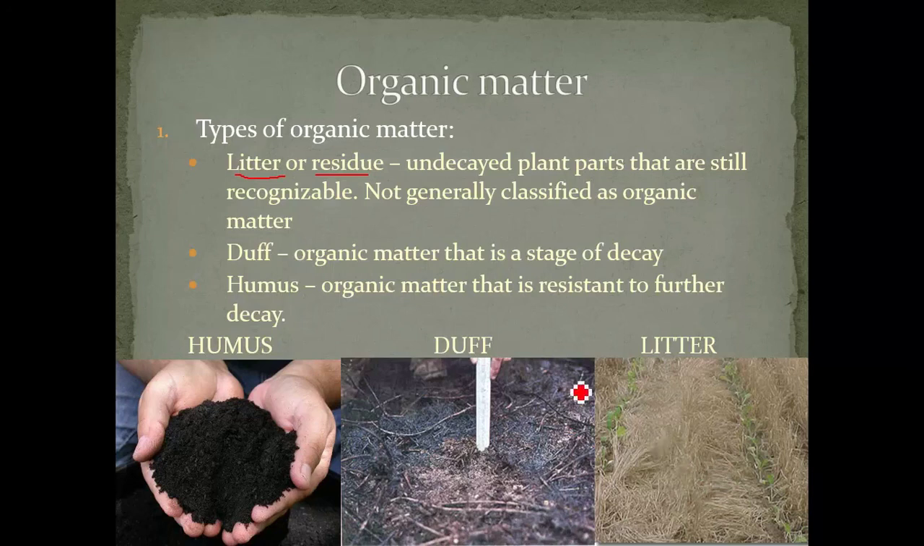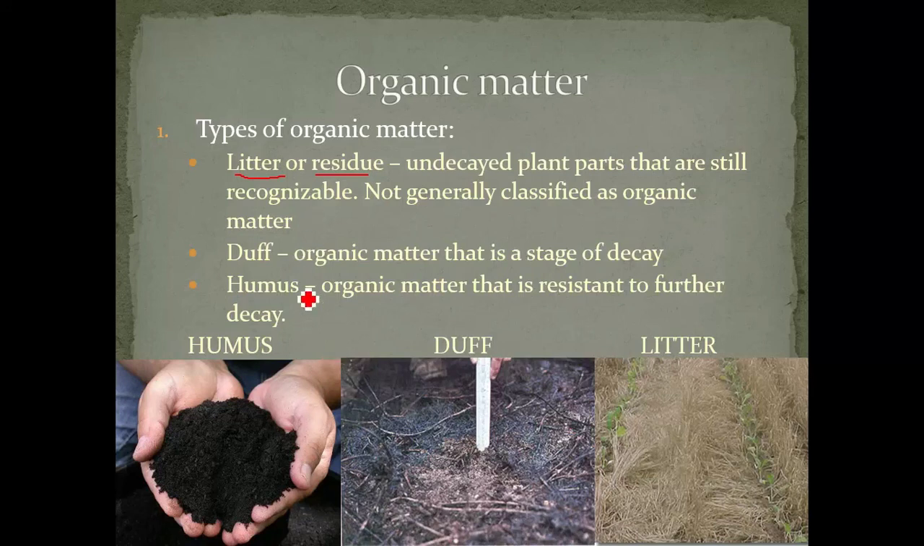And then right below that level is going to be your duff. The duff and the humus are both substances that really classify as organic matter. Duff is in a stage of decay. Humus is organic matter that is resistant to further decay. And compost is an example of something that could be considered a humus. If you've composted material to where it's not decaying anymore and you add that to soil, you can really improve the physical properties of that soil by the addition of this organic matter.